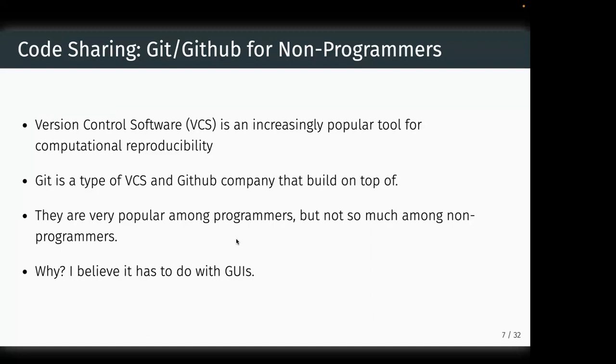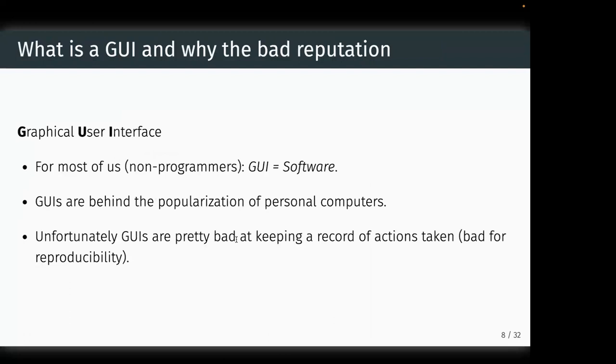Why? I think it has to do with graphical user interfaces, or GUIs. For most of us, a GUI is basically software in the sense that whatever you see on your computer, when you're navigating your browser, when you are editing Word, when you're basically interacting with the mouse or clicking things, a software is sort of mediating between you and the computer. GUIs are behind the popularization of computers in the early 80s. So they are fantastic. The problem is that they're not so good at keeping records of the actions taken. So in a sense, they are a barrier for reproducibility.